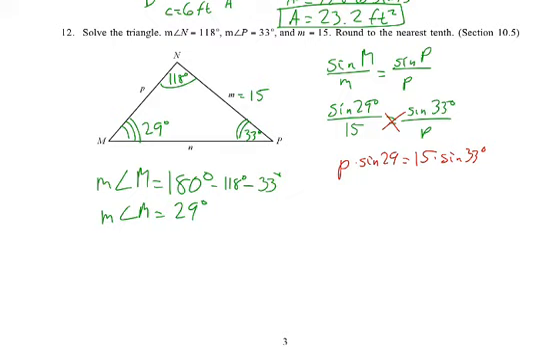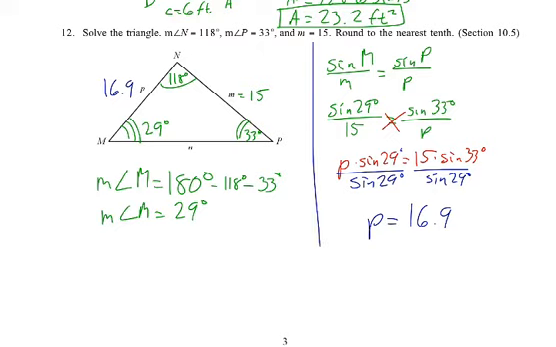So in order to get side length P all by itself, we got to get rid of that sine of 29, so we're going to divide both sides by the sine of 29. And we're going to plug that into our calculator. We're going to end up with P equals 16.9, and we don't have a unit, so we're just going to leave it as is. So P equals 16.9. Now we're going to do the same thing to find side N. I'm going to do that down below here.